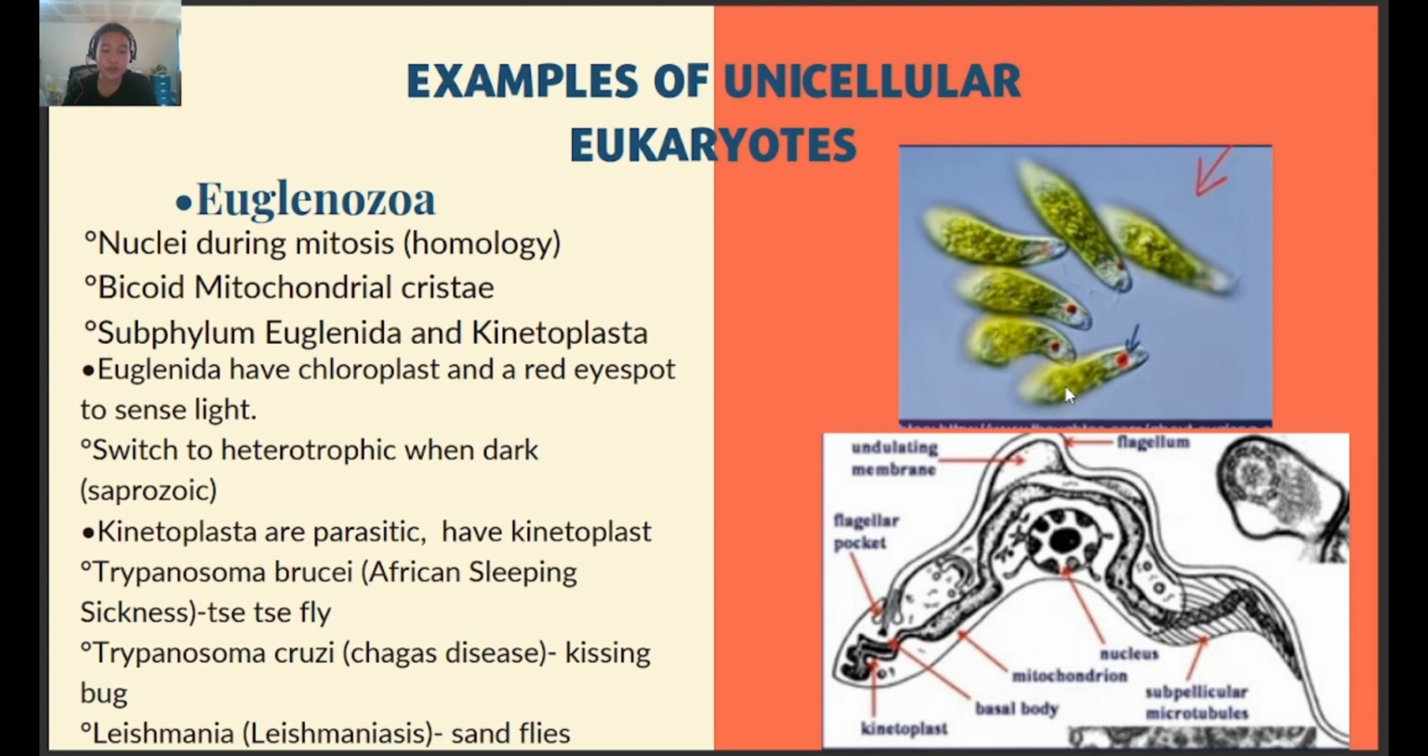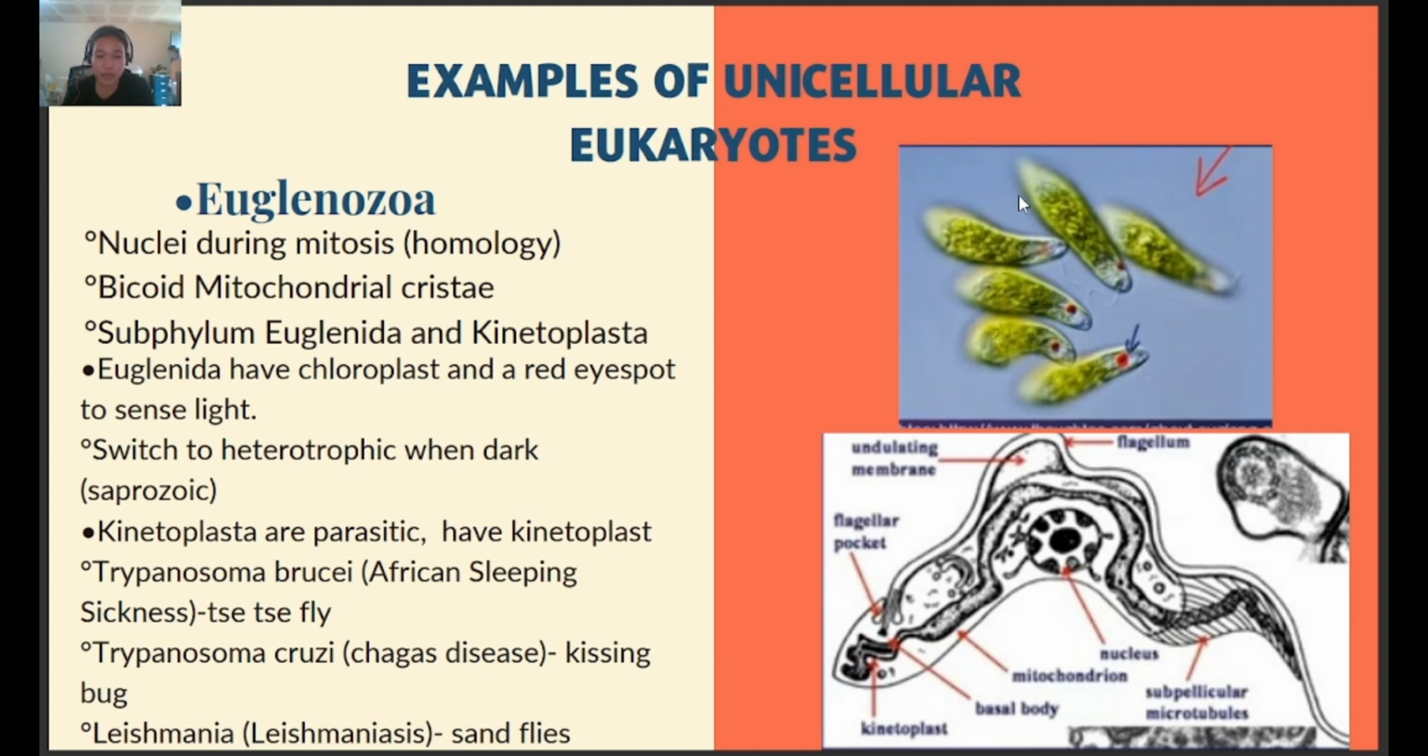First is the Euglenozoa. The unique characteristic of the Euglenozoa is that they have a nucleolus that persists during mitosis, which is called a homologous feature or character. They have disc-shaped mitochondrial cristae. You can see in the picture that the color is green because Euglenida have chloroplasts. They can switch from autotrophic to heterotrophic.